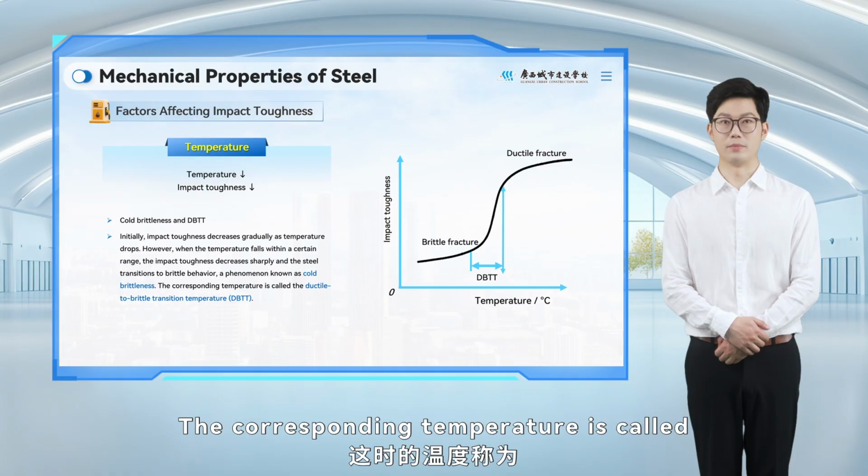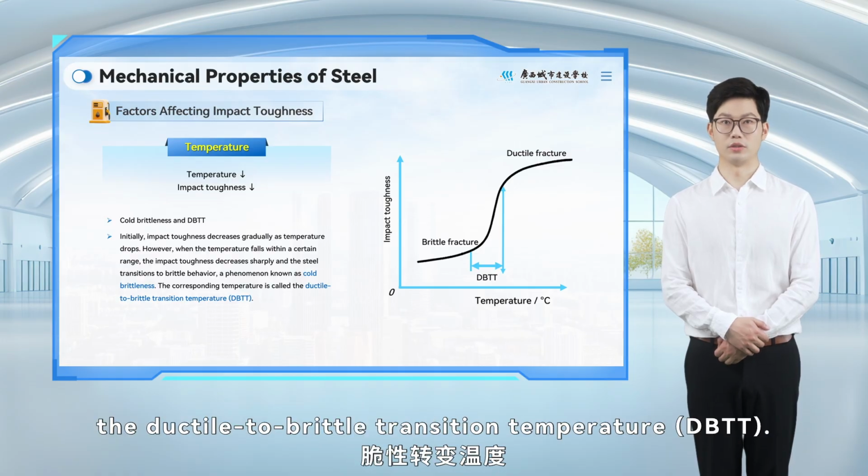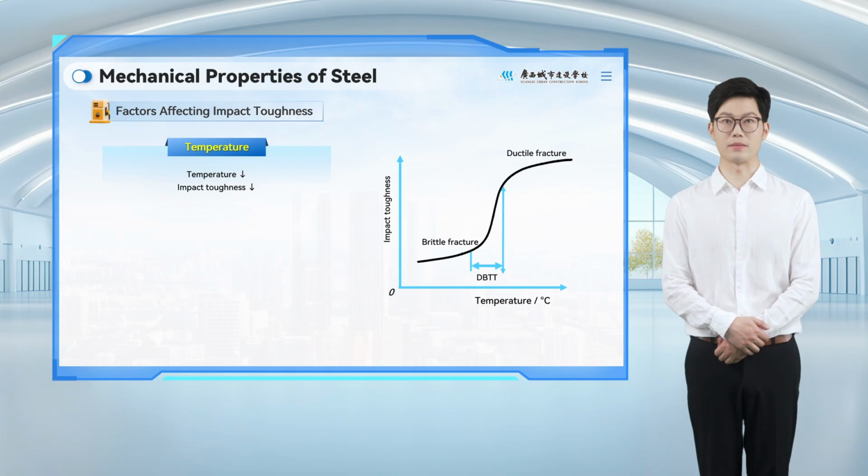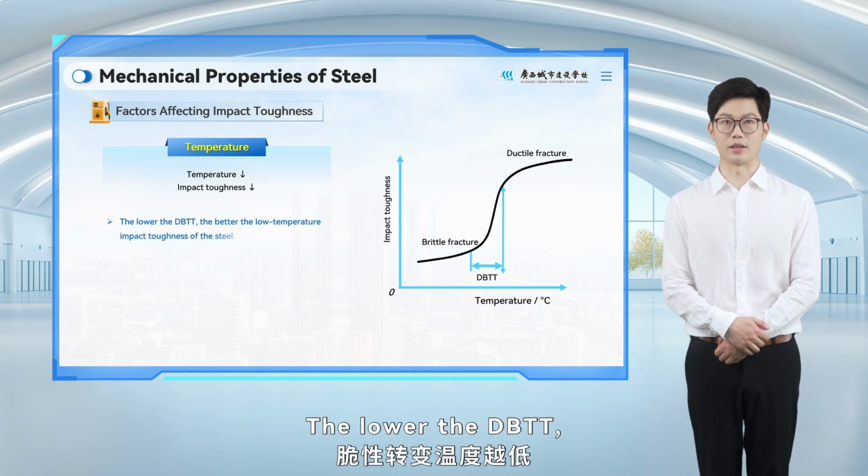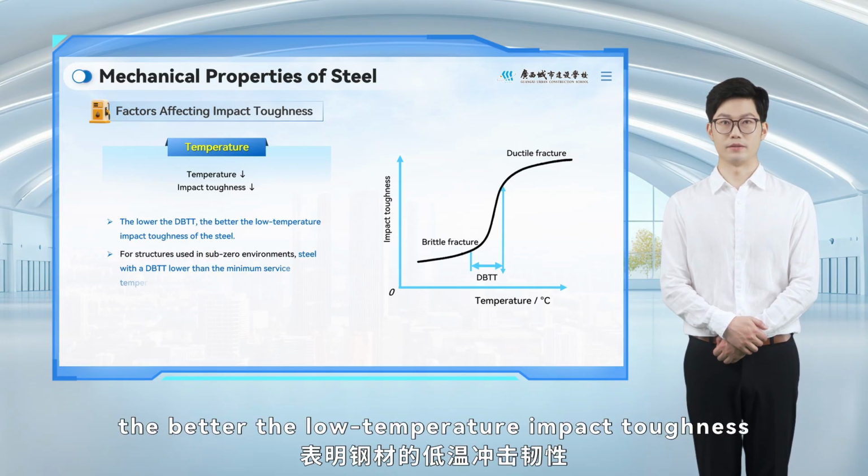The corresponding temperature is called the ductile to brittle transition temperature, DBTT. The lower the DBTT, the better the low temperature impact toughness of the steel.